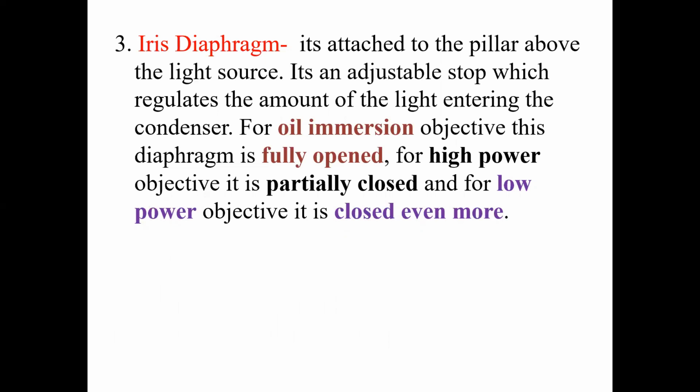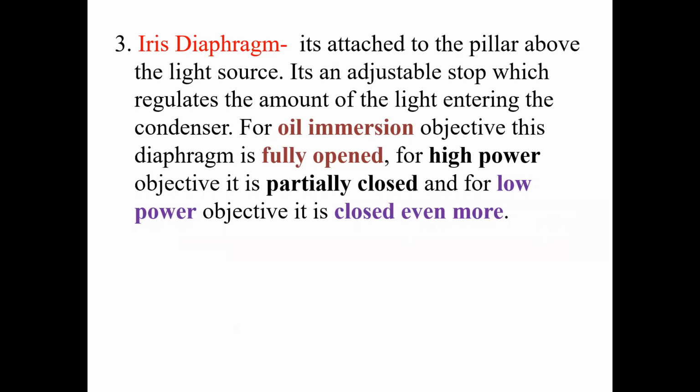So for the oil immersion objective lens, the diaphragm is fully opened. For the high power objective, the iris diaphragm is partially closed, and for the low power objective, it is almost closed. This closing of the iris diaphragm is very important for the different objective lenses because it controls the amount of the light that is entering into our ocular lens.